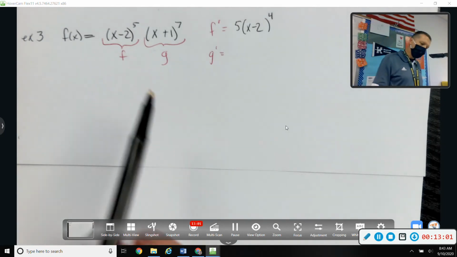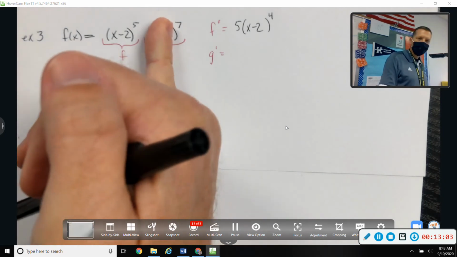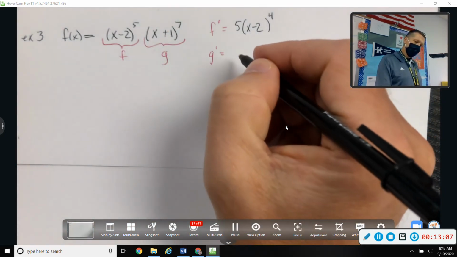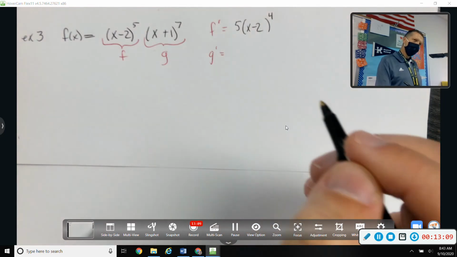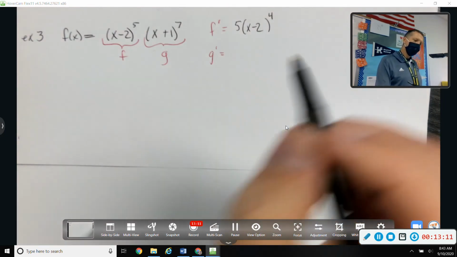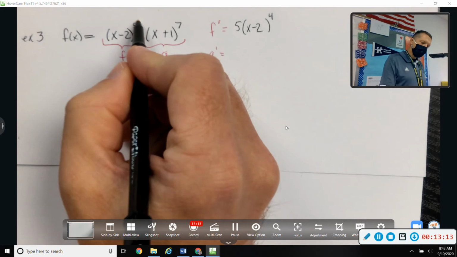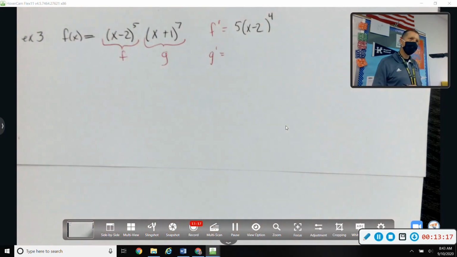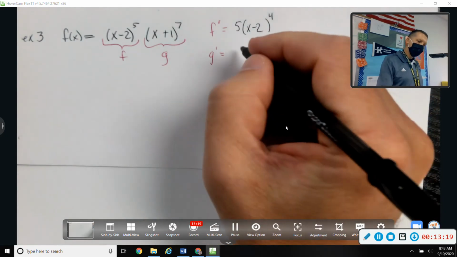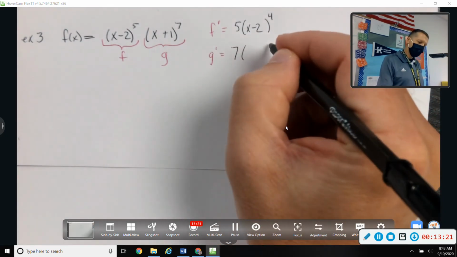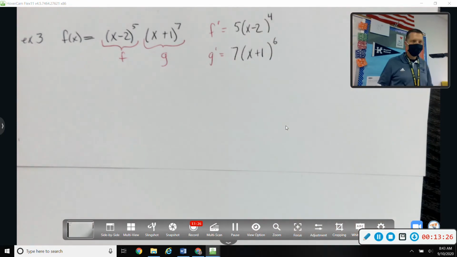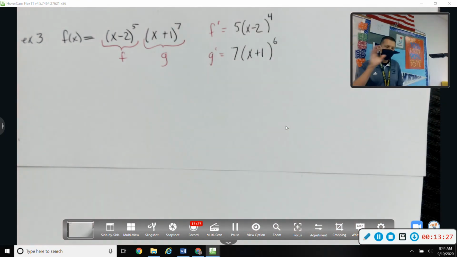McKenna, can you use that same power rule principle and tell me the derivative of G? Can you explain it again? So the exponent comes down front, and then you decrease the power by 1. That's the power rule. So it would be 7 times x plus 1 to the 6. Yep. Thank you. Power comes down front, decrease the power by 1.